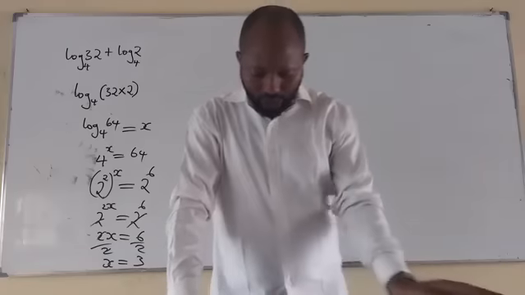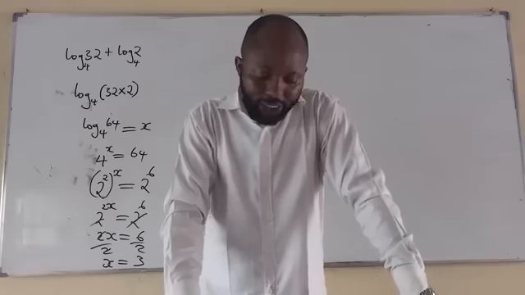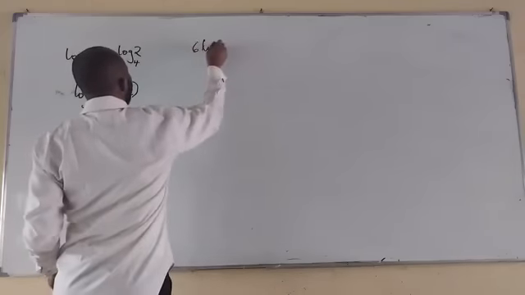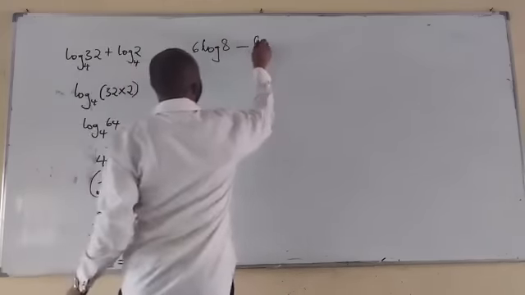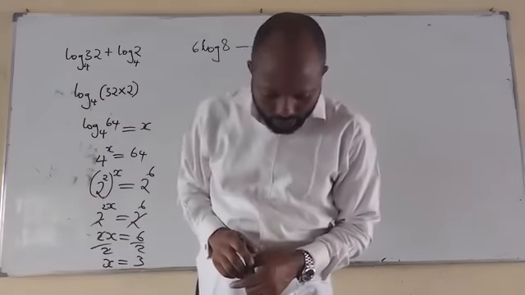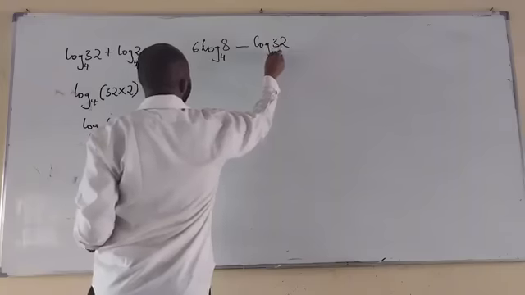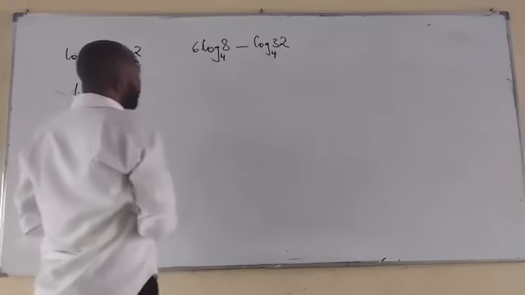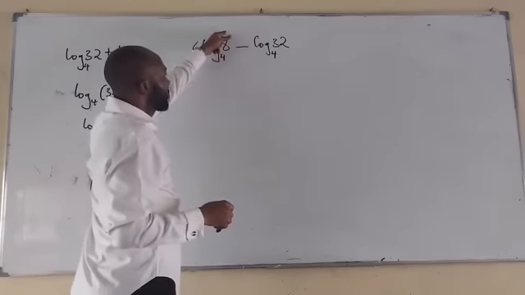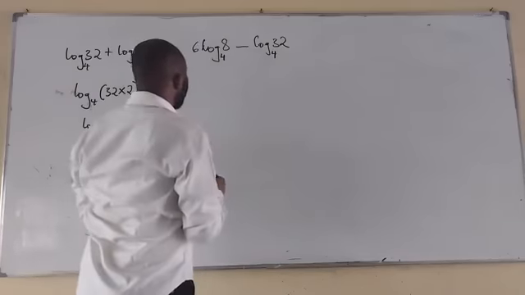Let's take another one. Okay. 6 log 8 minus log 32, in base 4. Using the power law, I can bring the 6 back here, whatever the value is, and deal with it.